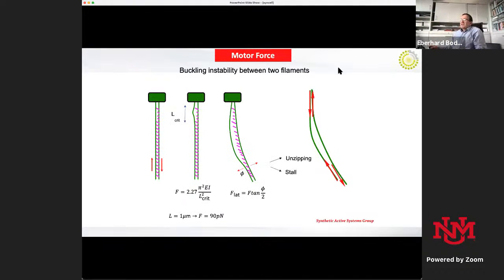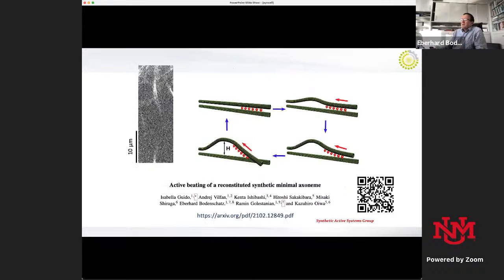So here you see this. First you have this situation. You have this very strong force between these two microtubules. Then at a certain force, some of the motors will let go. And then you get this buckling, but there's still some motors left over here. And then you get this motion. And when you do an analysis, you get that this force is 90 piconewtons, but this is also in the paper and you can read it up.